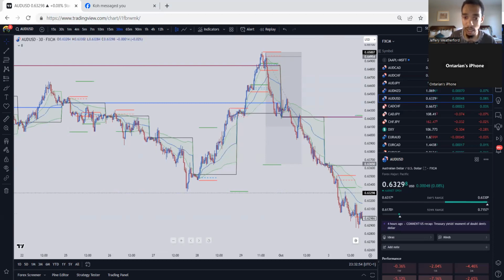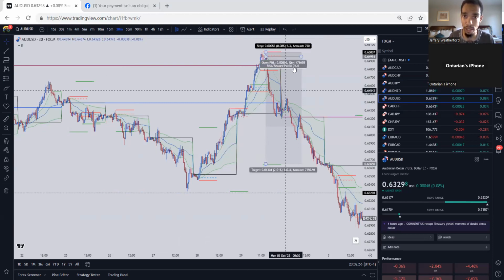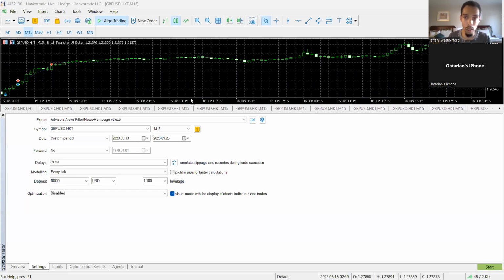And now we're going to quickly go over the News Rampager. So let me switch over my screen share. Give me 1 second for MT5 to boot up. Okay, cool. Let me make sure you can see my screen first. You can see my screen? Yes, sir. All right, cool.